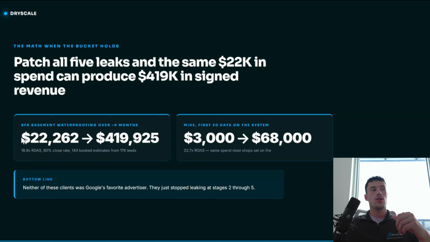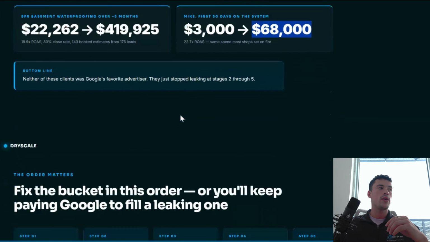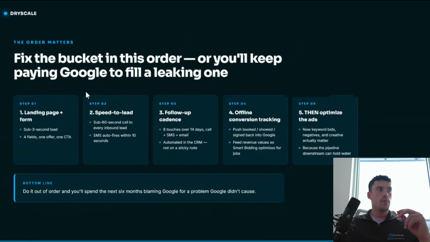This is why clients are able to spend $22,000 on ads and get $420,000 out of it. This is why they're able to spend $3,000 on ads and get 68 grand in the first month, 22x return, almost a 19x return. And this is not doing anything crazy. This is doing exactly what I said in this video here, exactly what I broke down. The order matters, okay? Fix the bucket in this order or you'll keep paying Google to fill a leaky bucket, which is the last thing you want to do.